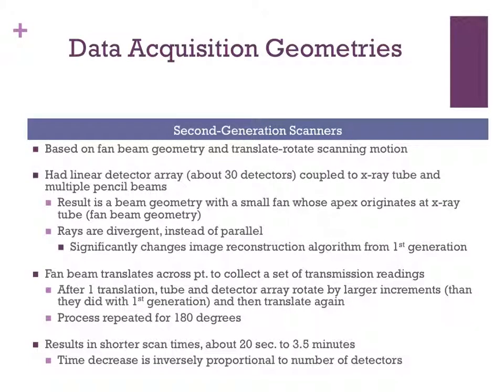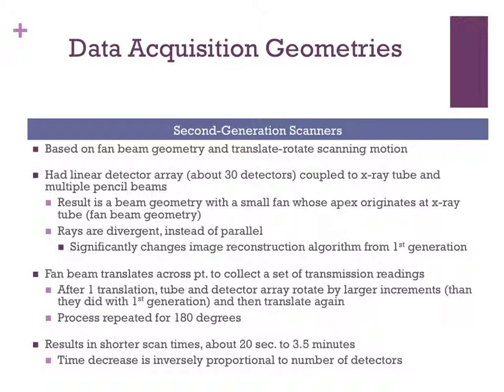Second generation scanners are based on fan beam geometry and the translate-rotate scanning motion. The second generation scanners had linear detector arrays, which were comprised of about 30 detectors, and they were coupled to the X-ray tube and to multiple pencil beams. The result of this is a beam geometry with a small fan whose apex originates at the X-ray tube, and the rays are divergent instead of parallel. This formation significantly changes the image reconstruction algorithm from the first generation to the second generation.